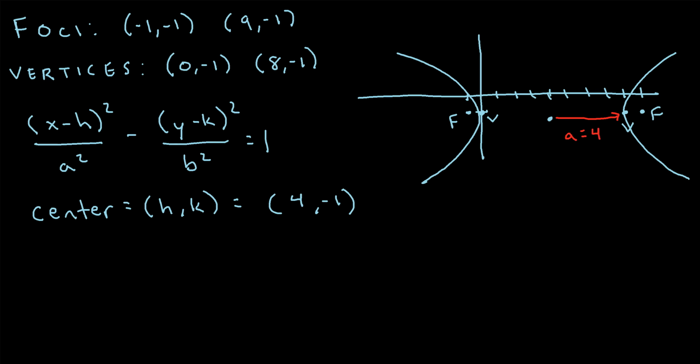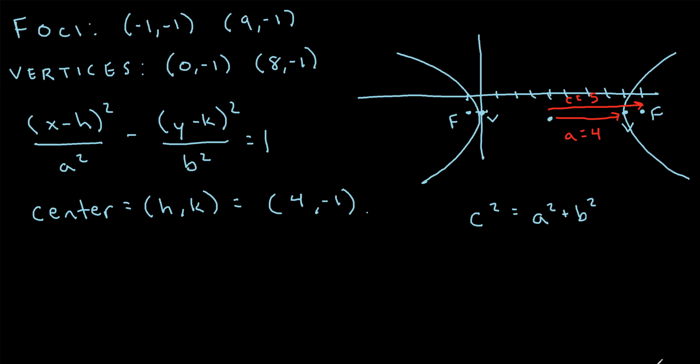Now to find b, we can use a trick where we know that c squared is equal to a squared plus b squared, where c is the distance from the center to the foci. So from this center all the way to the focus, we can see that that would be 5. So c is equal to 5. And if that's not immediately obvious to you, just look at the coordinates. We have a coordinate of (4, -1). How can we get to, let's say, this focus of (9, -1)? We would have to add 5 to this 4. So 4 plus 5 is 9. So this distance, c, is going to be 5.